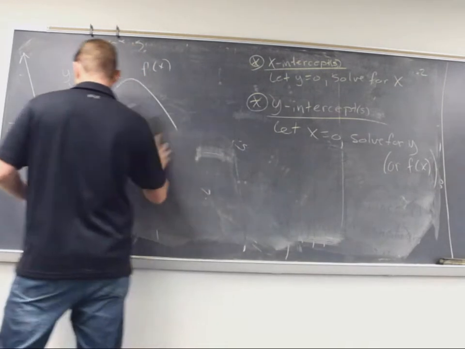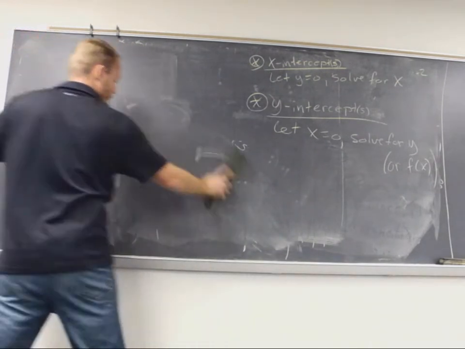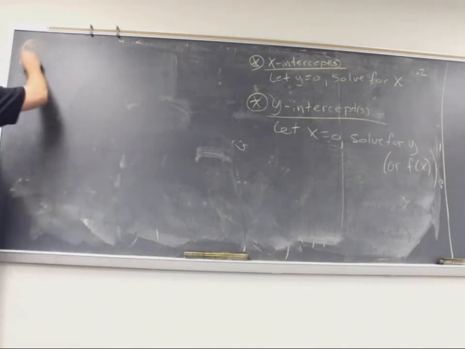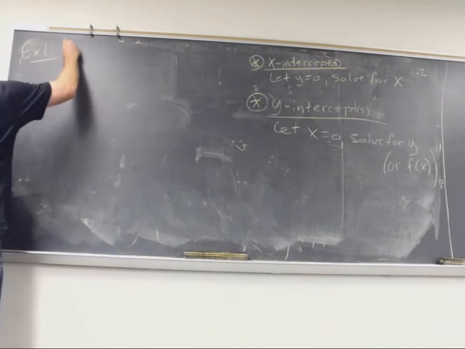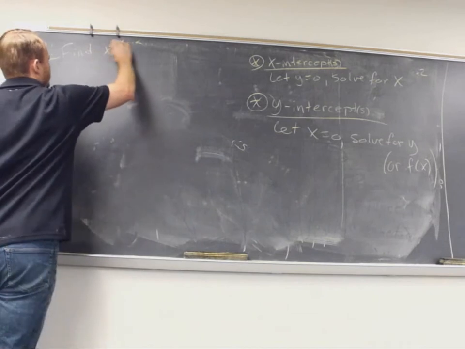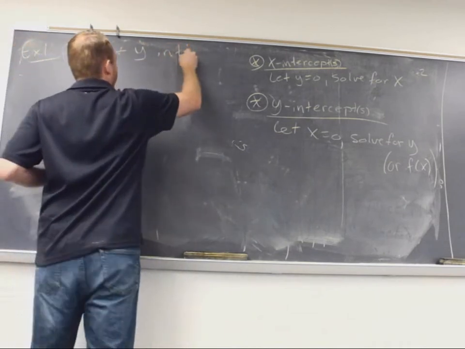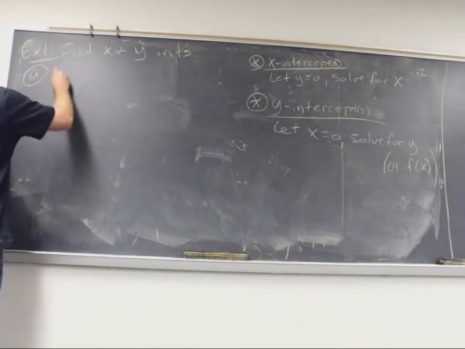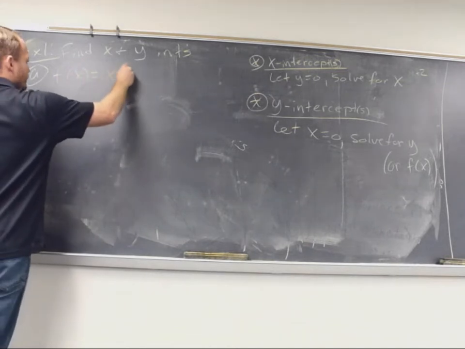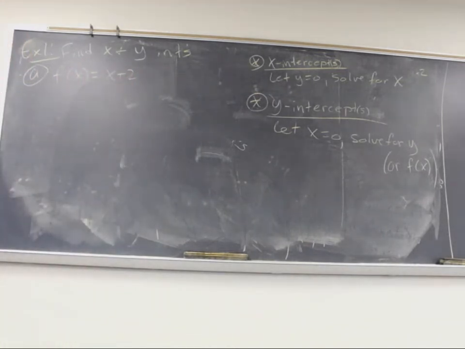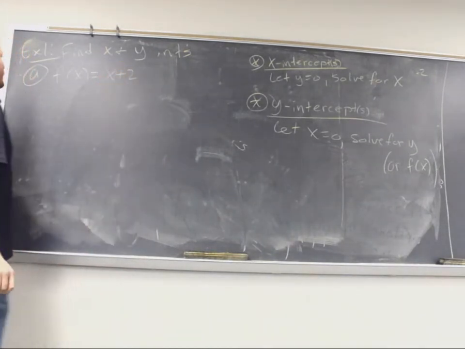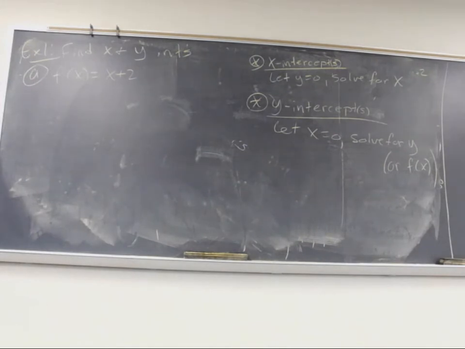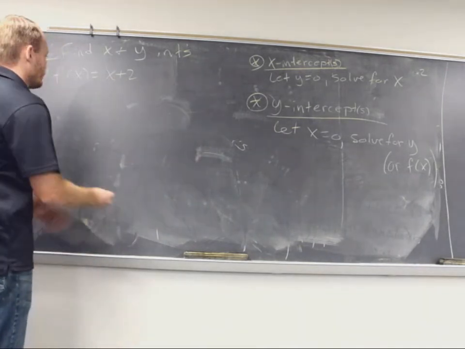All right, so let's look at an example or two. Find x and y ints. Ints just mean intercepts. And let's look at f of x. Start off with something kind of simple: f of x is equal to x plus 2. We've looked at that a couple of times now. So trying to find the x and y intercepts, let's just start with the x. Pick one. It doesn't matter which one you start with.